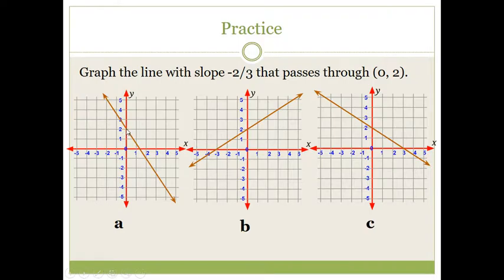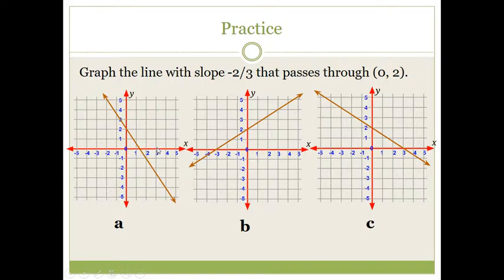We can see that that point exists on graph A, that point exists on graph B, and that point exists on graph C. So every single one of these graphs has the point (0, 2). But now let's see which one has the correct slope. To get from that point on the y-axis, (0, 2), to another point, having a slope of -2/3 means that I should go down 2 and then to the right 3 to get another point.